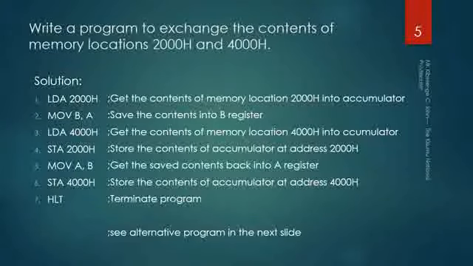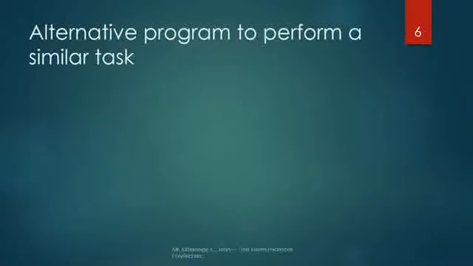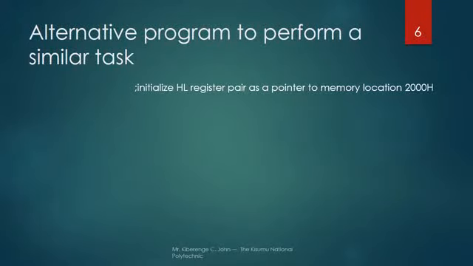There are many ways of killing a rat, and therefore this program is not unique in itself. We can write an alternative program. We can develop an algorithm for it. So an alternative program would be to initialize the HL register pair so that we have the HL register pointing to our memory location 2000H.